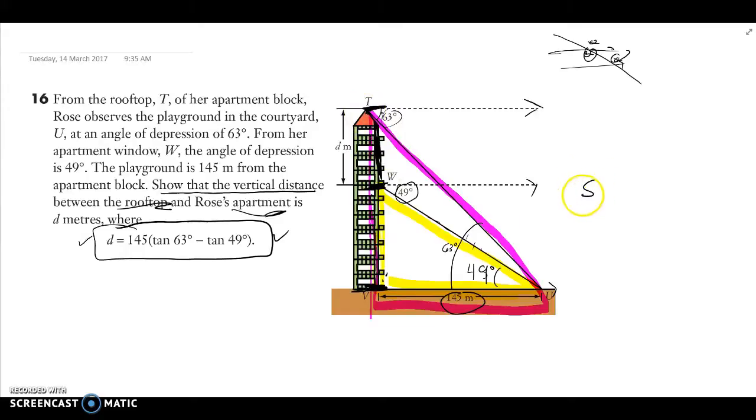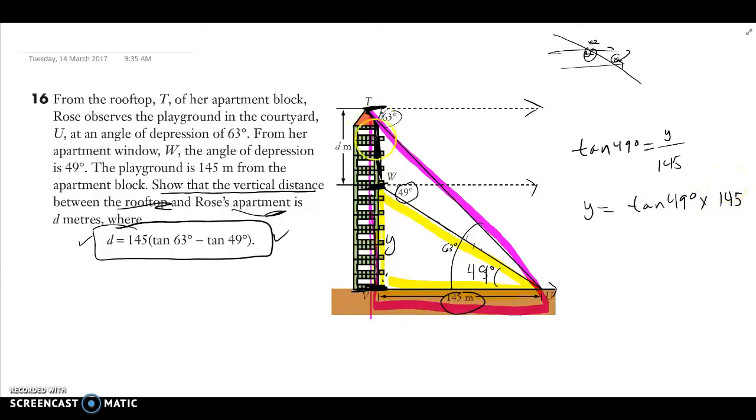All right, so let's do the 49 degree one first. We know the adjacent side, we're trying to find the opposite side. So that would be tan. So the tan of 49 degrees would equal, we'll call that y, so that would be y over 145, opposite over adjacent. Okay, so that means that y equals the tangent of 49 degrees times 145.